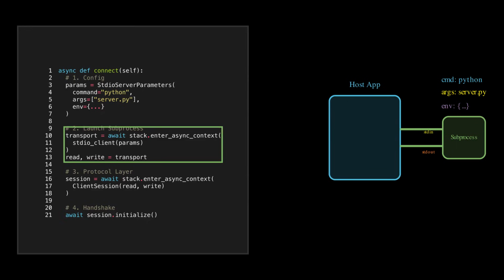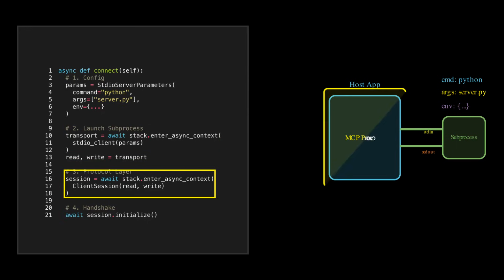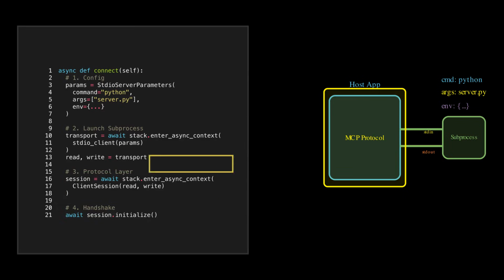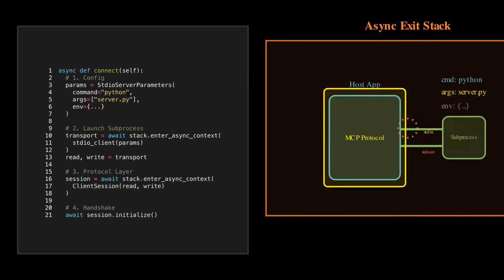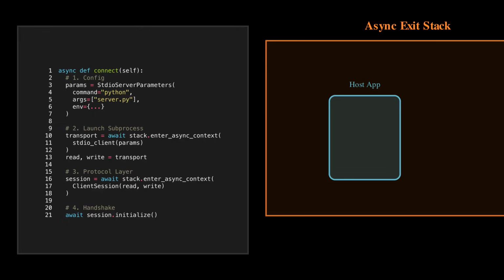First, we define the parameters. Second, we launch the subprocess using stdio_client. This physically opens the pipes. Third, we initialize the client session. This is the protocol layer that speaks MCP. Finally, we perform the handshake. Why use the exit stack? Because it guarantees safety. If anything fails, or when we disconnect, it automatically closes the pipes and kills the subprocess, preventing zombie processes.